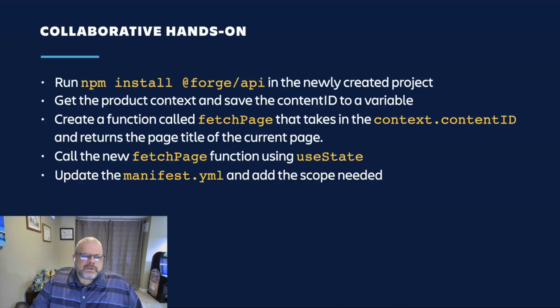And so what we're going to do here is a collaborative hands-on. So I'm going to give you some time to look over the code, run the install Forge API, to get the Forge API package into your newly created project, create a product context and save the content ID to a variable is what we're going to do. Then we're going to create a function called fetchPage that takes in the context and content ID and returns the page title of the current page. We're going to call this new fetchPage function using useState, and we're going to update the manifest.yml and add the scope needed for that reference function.